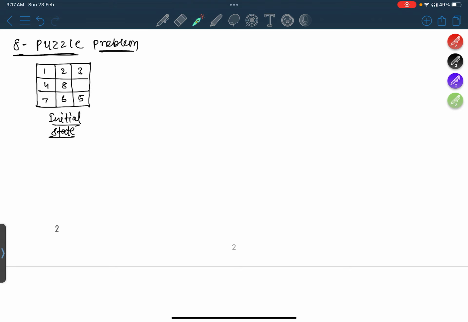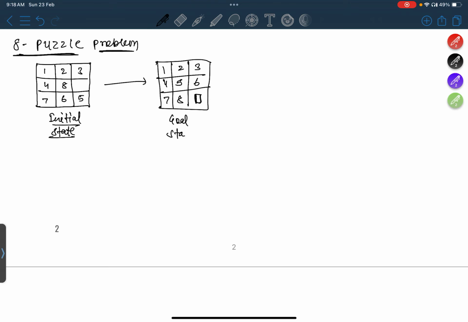So what's our goal? Our goal is to order these tiles in such a manner that all of these are in increasing order, 3 4 5 6 7 8, and there should be this blank. So this is our goal state, and what we want to do, given from here to here, is reach from here to here. How can we do this? So let's use our hill climbing algorithm.